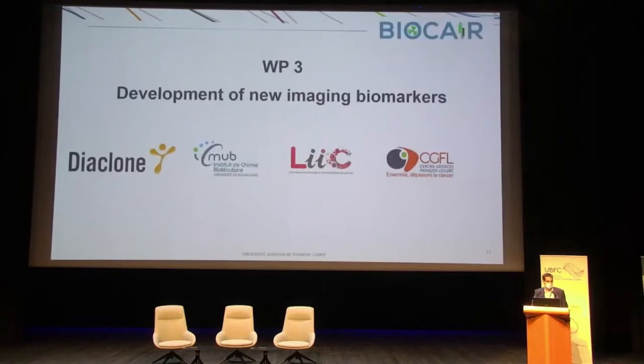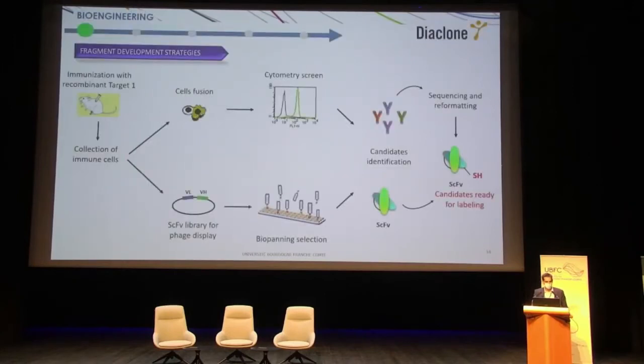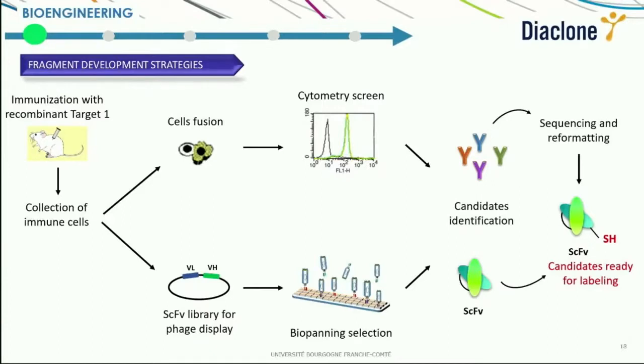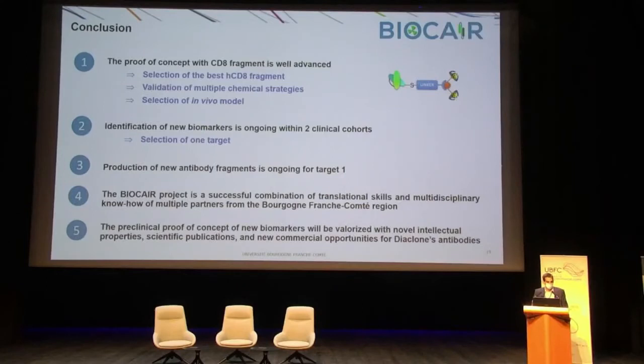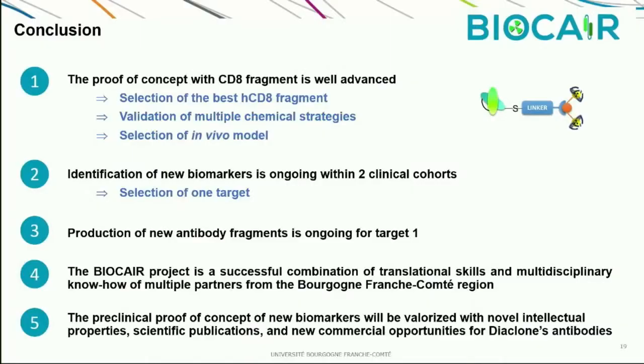So now we move this target to work package 3. Currently, Diaclone is producing the antibody and then the scFv, and we will run the same process that we are validating. Conclusion: we have now selected the best CD8 fragment. We have validated the multiple chemical strategies, notably the tetrazine approach. We have selected the in vivo models.